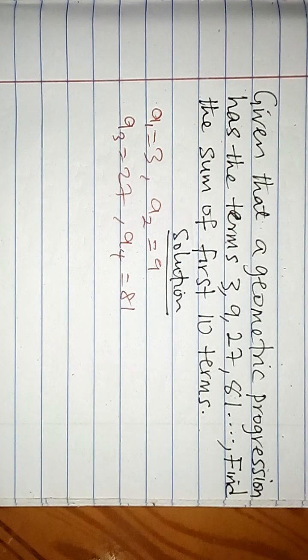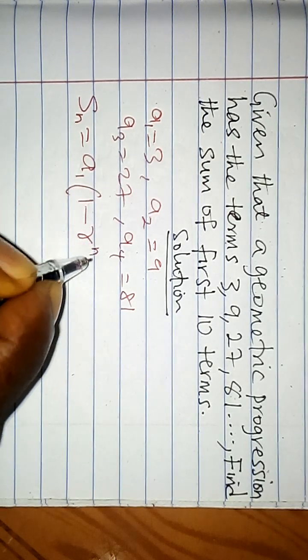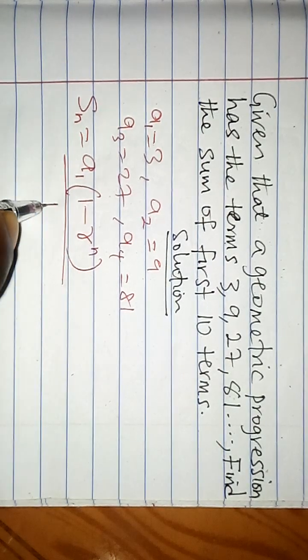Alright, we know that the formula that we use for the sum of the first n terms is S subscript n equal to a subscript 1, which is the first term, into 1 minus r, which is our common ratio, raised to the power of n, all over 1 minus r.